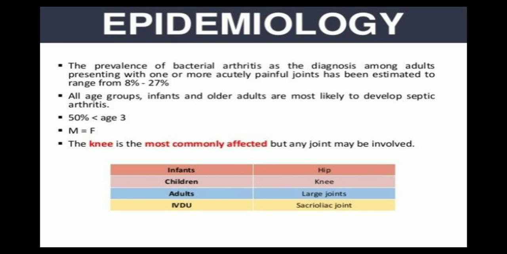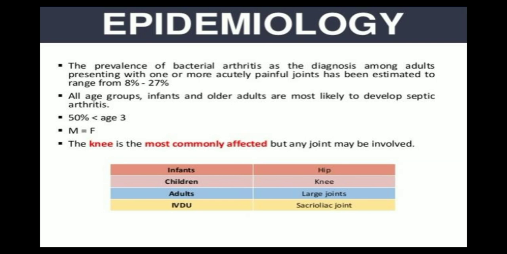In all age groups, infants and older adults are most likely to develop septic arthritis. That means the populations affected more by septic arthritis are infants and older adults. 50% of septic arthritis occurs at the age of 3 years or more. Male and female are equally affected. The knee is most commonly affected, but any joint may be involved. The main joint affected is the knee joint, but any other joint could also be involved, in very few cases.